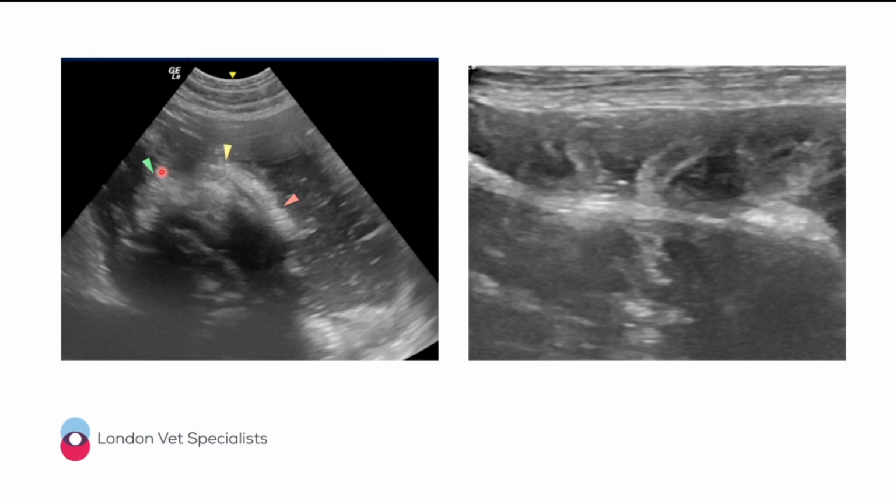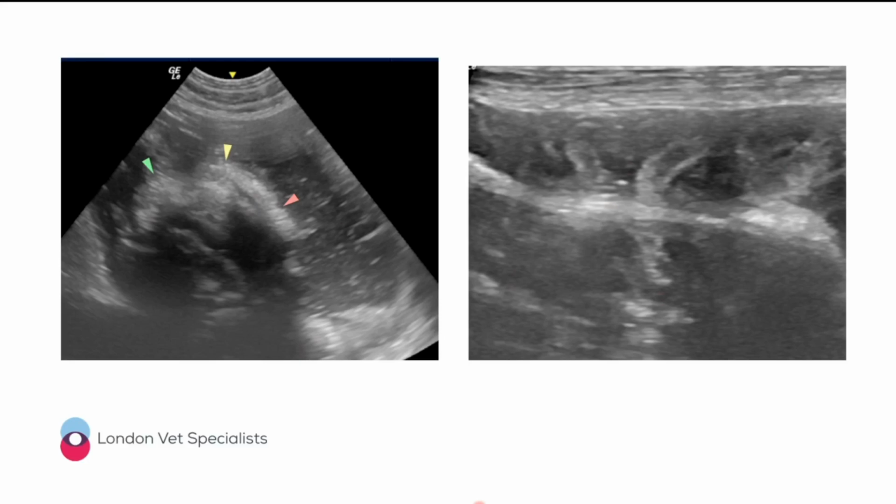So we've got shadowing material accumulating within the stomach at the level of the pylorus. We've got a linear hyperechoic structure extending from the pylorus into the duodenum, and we've got this wonderful plication of the wall of the duodenum around this structure. So this patient has a linear foreign body, no question.